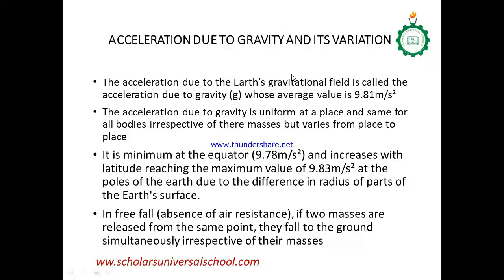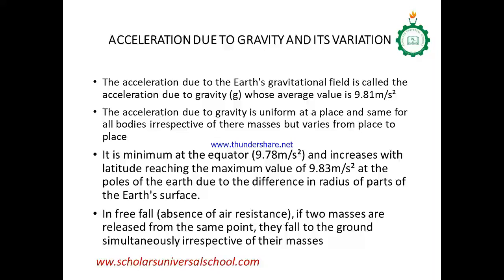Acceleration due to gravity is denoted as g, and its average value is 9.81 meters per second squared. This acceleration due to gravity is uniform at a place for all bodies irrespective of their mass, but varies from one place to another. It is not like weight. It is minimum at the equator and maximum at the poles. That means it varies from place to place, and the reason is that the earth has different radius in different parts of the earth.